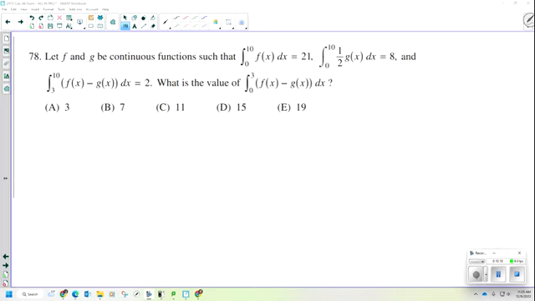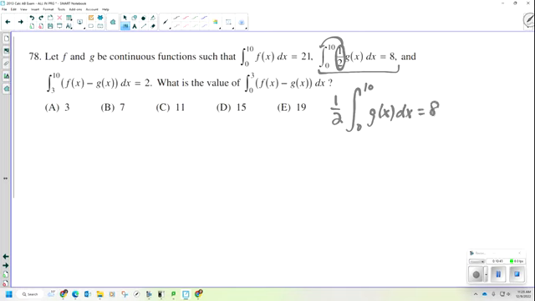I am just going to do some logic and write out my thoughts as we go so you can see it unfold. First of all, I'm going to change this thing here. This is a constant. I'm going to pull my constant on the outside. So I've got 1/2 the integral from 0 to 10 of g of x dx is 8. If I multiply both sides by 2 to get rid of that 1/2, I've got the integral from 0 to 10 of g of x dx is 16. So I have this.